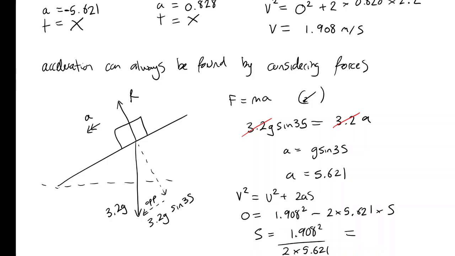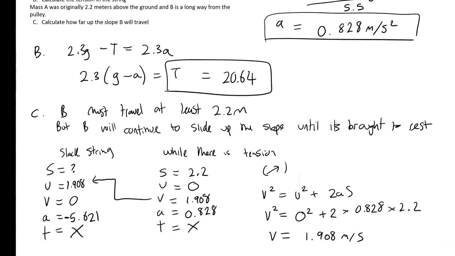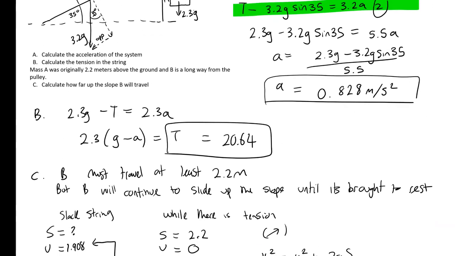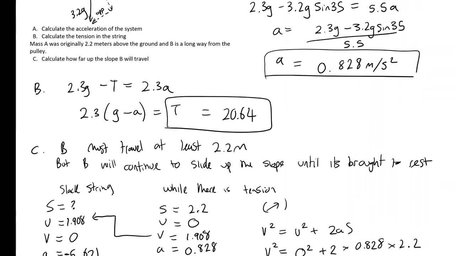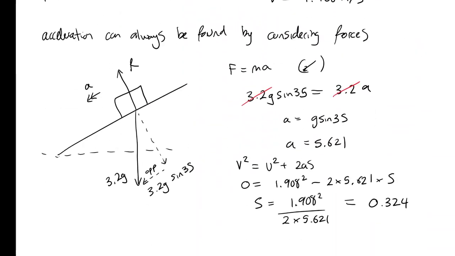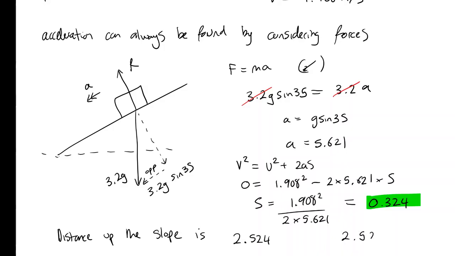So that's 0.324 meters. How far up the slope will B travel? So we know it goes up by at least 2.2 meters, but then on top of that it travels another 0.324. So distance up the slope is 2.524, 2.52 meters. That's it.